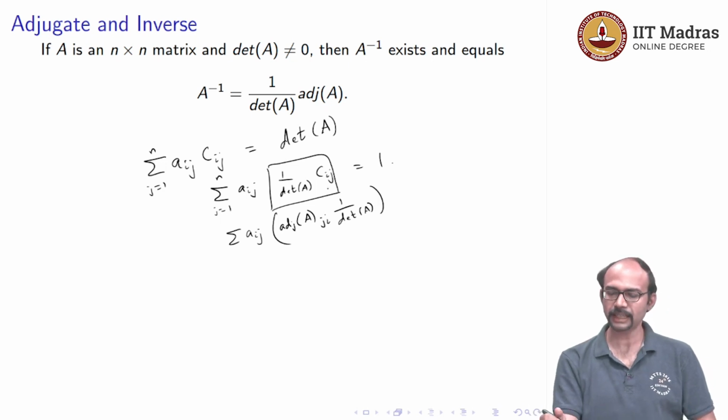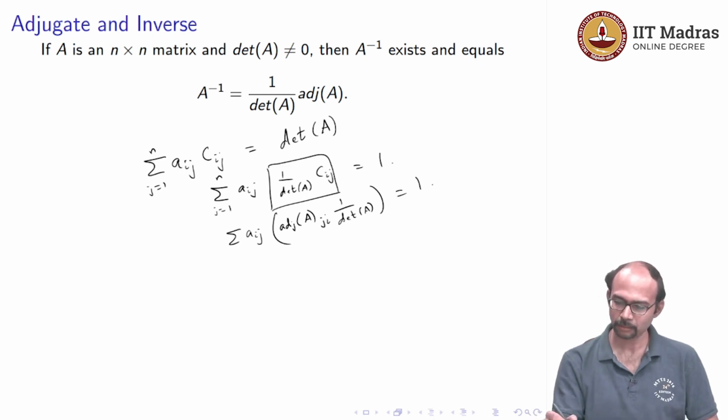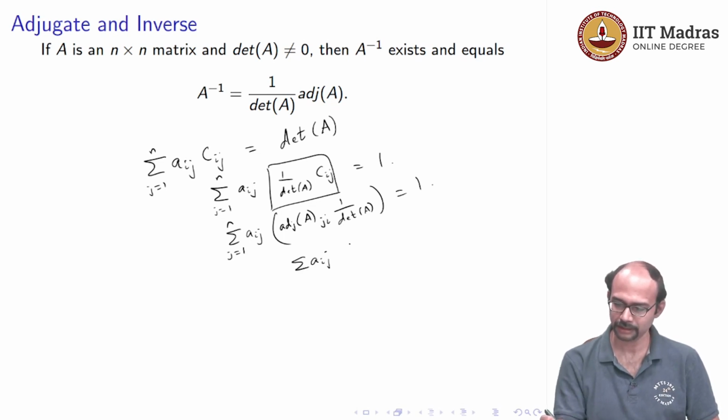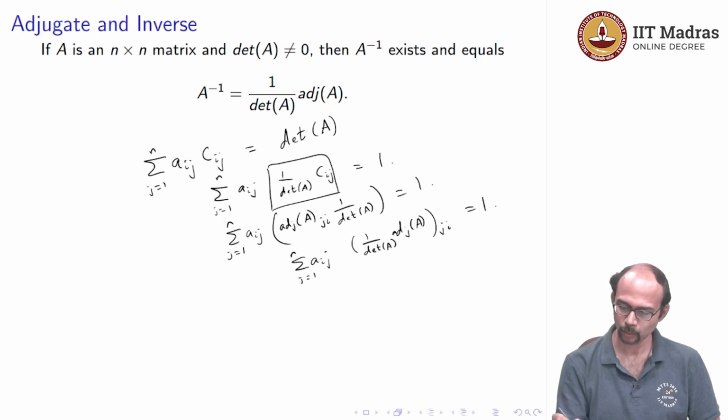Okay. So, that is because C_ij is the same as adjugate of A_ji, because the adjugate of A is the cofactor matrix transpose. So, summation A_ij times 1 by determinant of A times adjugate of A_ji is 1, where j is 1 through n. So, what does this mean?